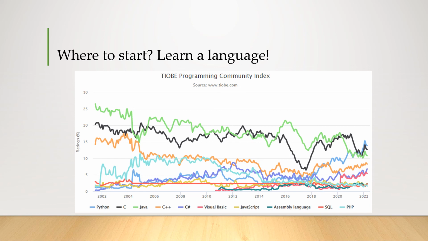But the thing is, if you take C and Java and C++ and C# and you add those 4 lines together, they make up more than 50% of all the programming that people do these days. And they all use the same syntax. They all use the curly braces and the same for loop and the same while loop and the same if and else, and all those keywords are the same.